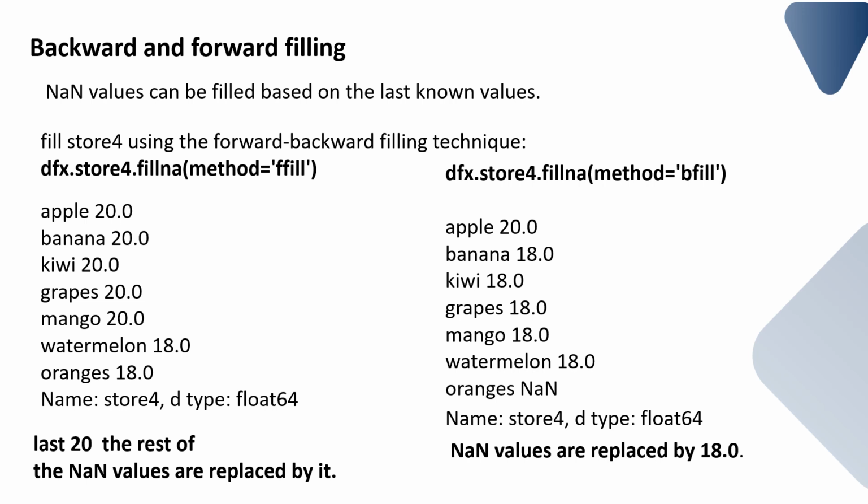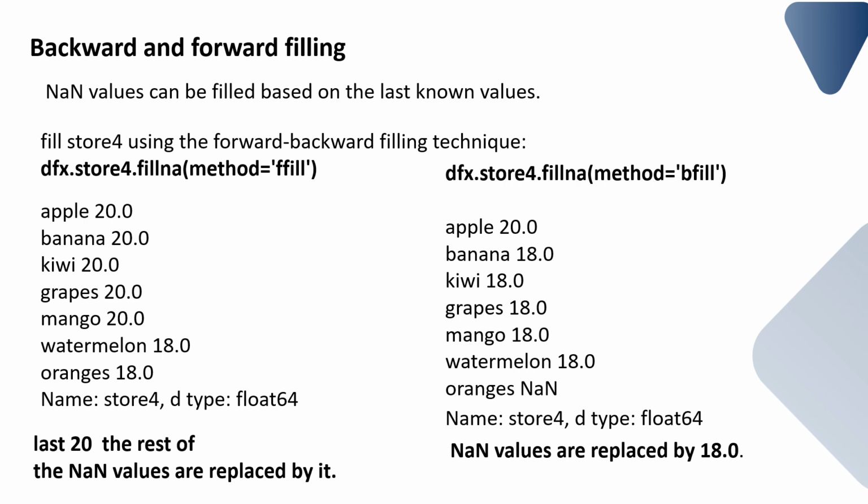Here we use fillna, because we need to fill the data. The method is equal to whether it is forward filling or backward filling. First we use forward filling. Here apple value is 20. Banana is a NaN value, kiwi NaN value, grape NaN value. So we need to fill these values.